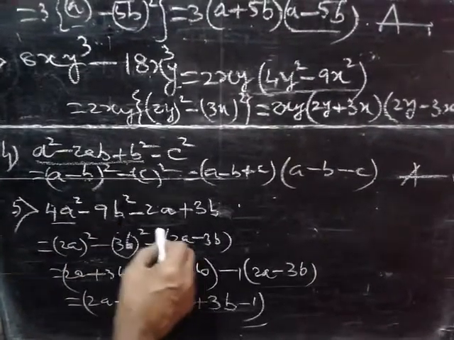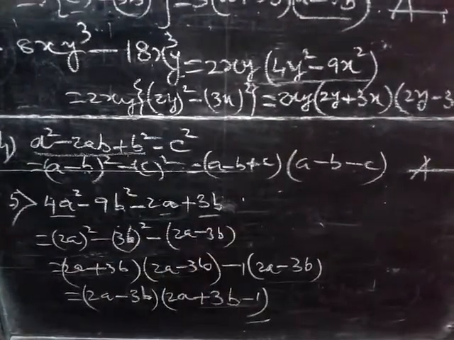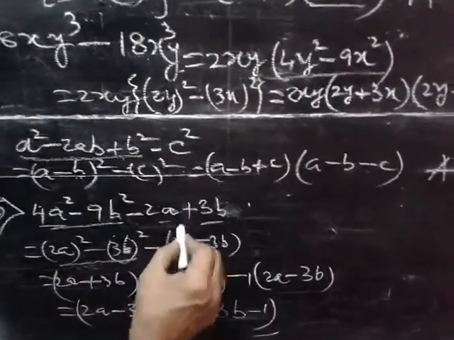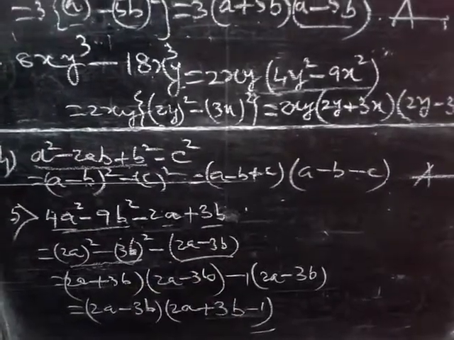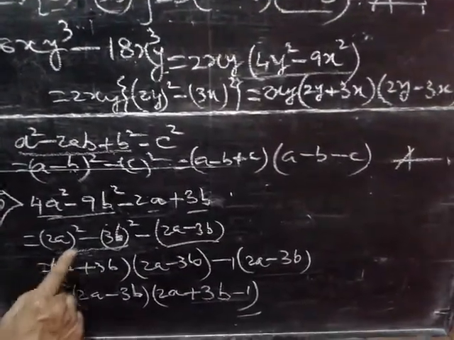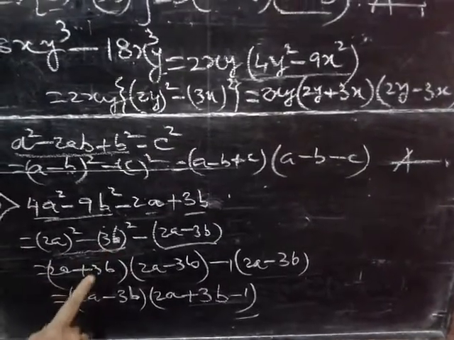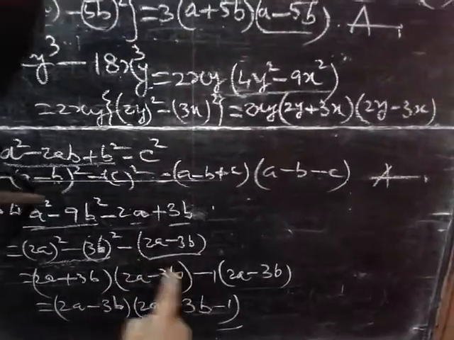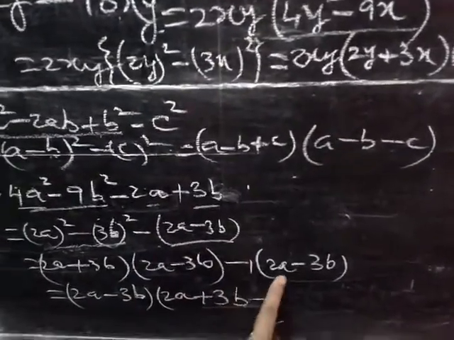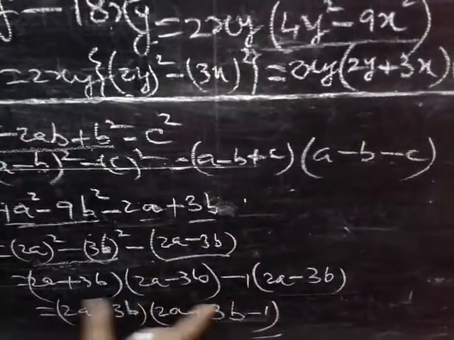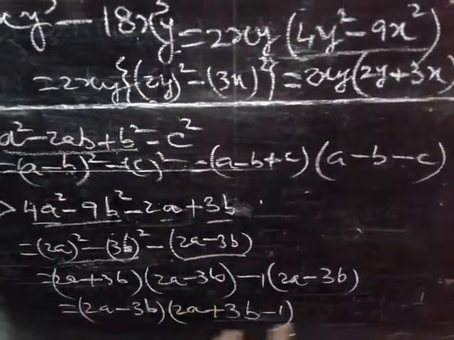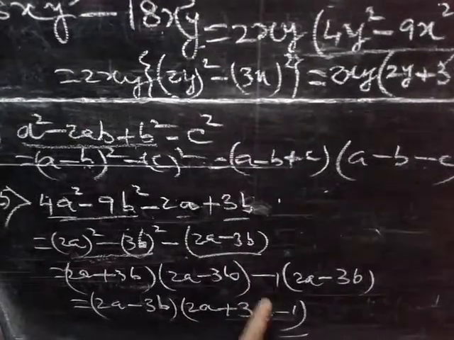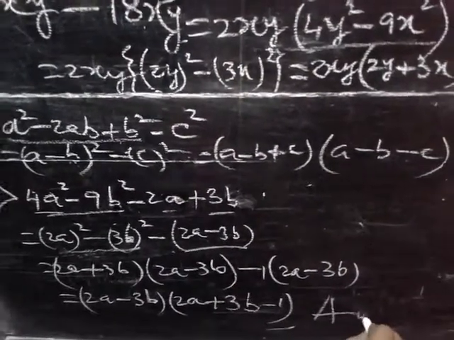Next one is similar to this. 4a square minus 9b square minus 2a plus 3b. We take the first two terms as a square minus b square, and the rest as another factor. So (2a) square minus (3b) square gives 2a plus 3b into 2a minus 3b, and minus 1 is common from the other terms, giving minus 1 into 2a plus 3b. Now 2a plus 3b is common within these two terms. What remains is 2a minus 3b minus 1, so it is 2a plus 3b into 2a minus 3b minus 1, and it is your answer.